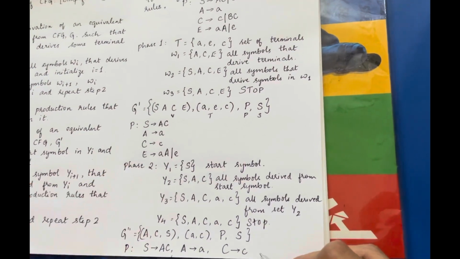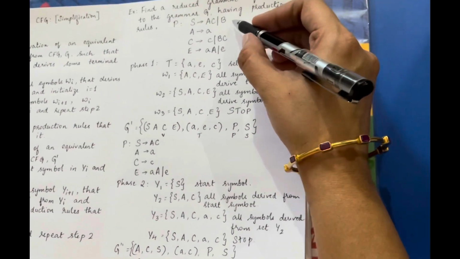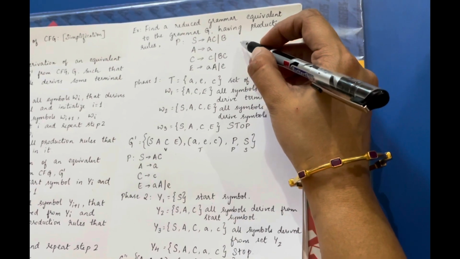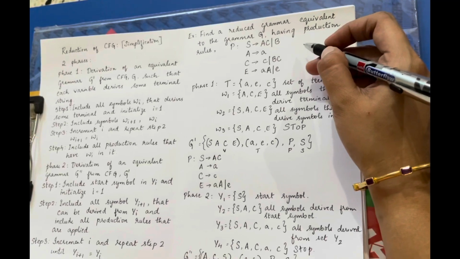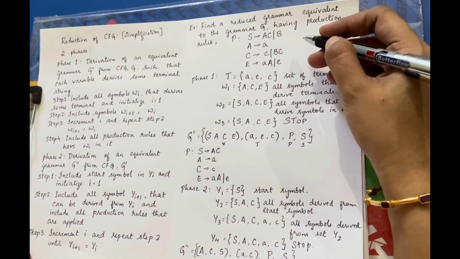So there you will stop, and you can just see from the productions that were given to us, these are the reduced form of the grammar that we have arrived at. So these are the phases that you have to follow to solve any problem given to you for reduction of context-free grammar.